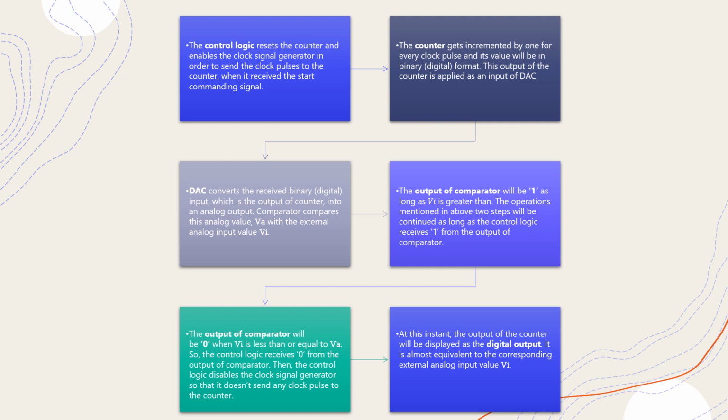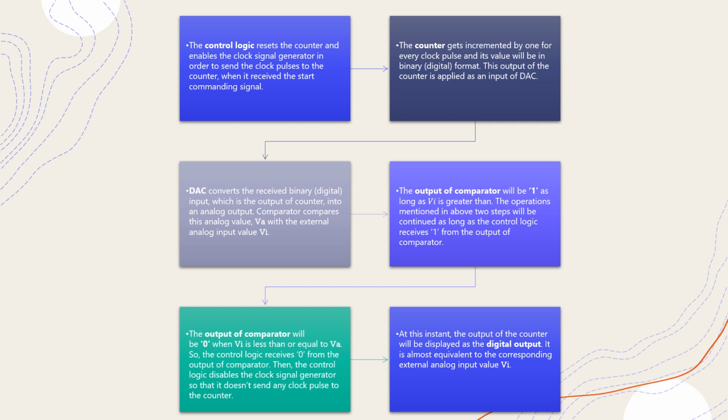The comparator compares this analog value VA with the external analog input value VI. The output of the comparator will be 1 as long as Vi is greater than Va. The operations mentioned in the above two steps will be continued as long as the control logic receives 1 from the output of the comparator. The output of the comparator will be 0 when Vi is less than or equal to Va. So the control logic receives 0 from the output of the comparator.